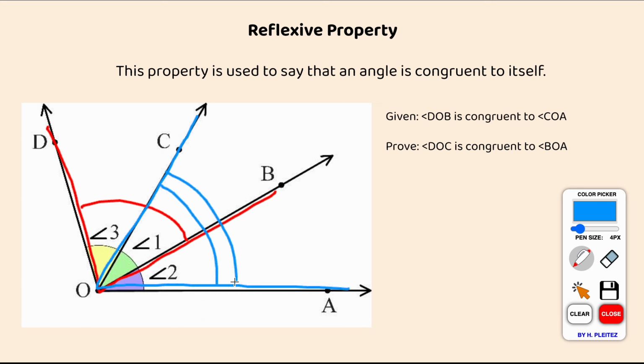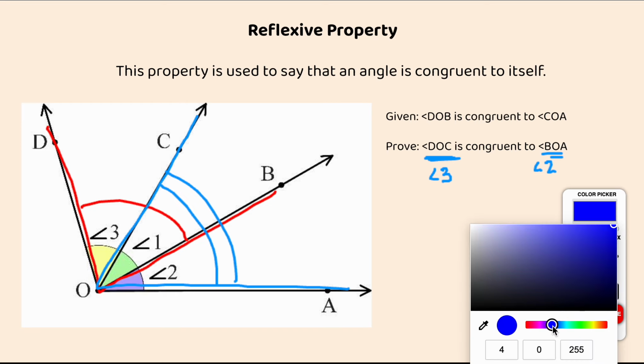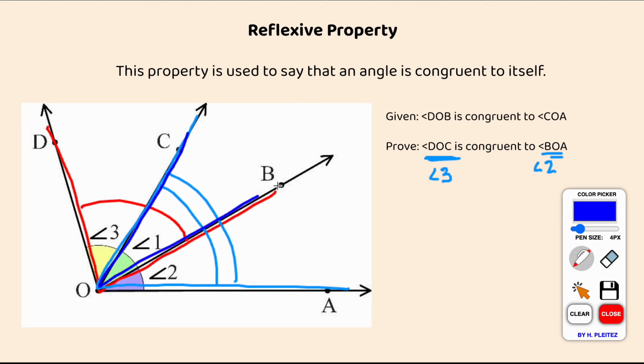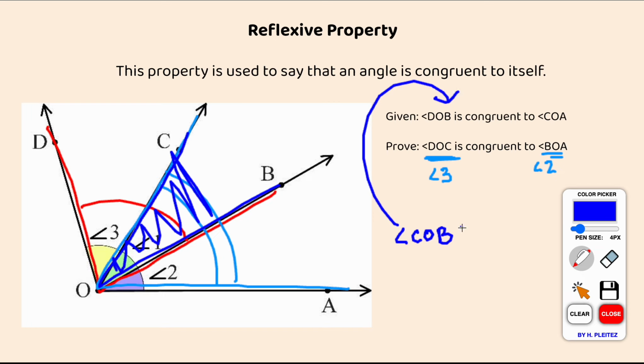And then we want to be able to prove that DOC, which is the smaller angle, we can also name this angle 3 in the diagram, is congruent to angle BOA, which is angle 2 in the diagram. That might help you see it a little better. So what you should notice here is that this angle 1 here, let's do this in purple, this entire angle is shared by both of my given statements, right? So I know that angle COB is in both angle DOB, and it's also shared in angle COA.